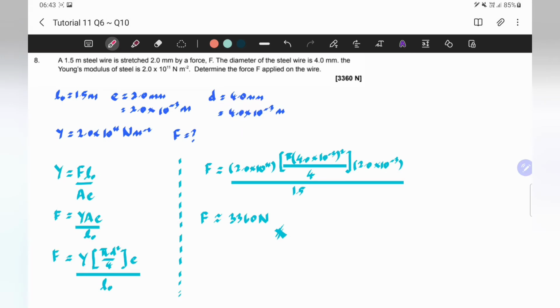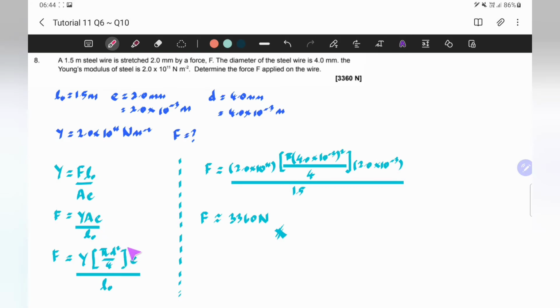We just convert it to be in meter. Then this is the Young modulus given. Based on that, they ask you to find the force, which is F. Using the Young modulus equation, which is F L naught over A E, by rearranging the equation you will get F equal to Y A E over L naught. Remember, A represents the area.